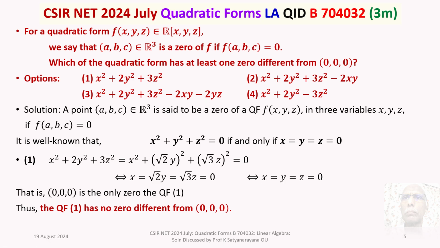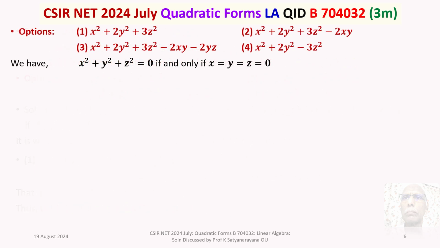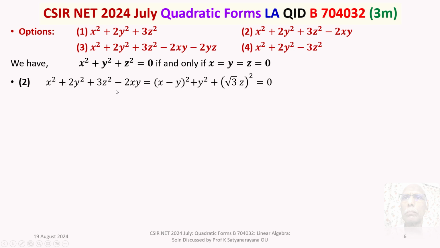Now, let's go to the next slide and take the second option. x square plus 2y square plus 3z square minus 2xy. So, x square, taking minus 2xy into account, plus y square, that will be (x minus y) whole square. One y square is left out, plus y square plus (root 3 z) whole square. So, again a sum of squares.